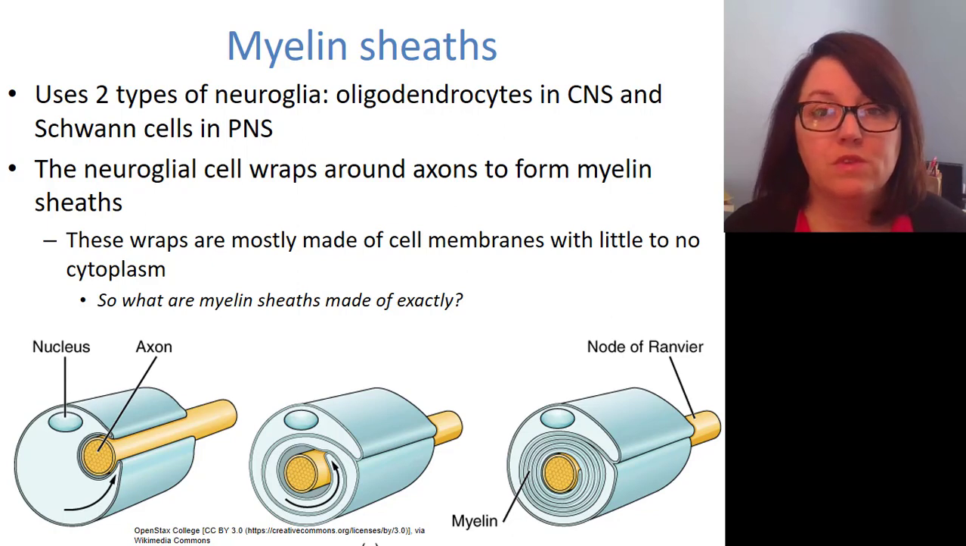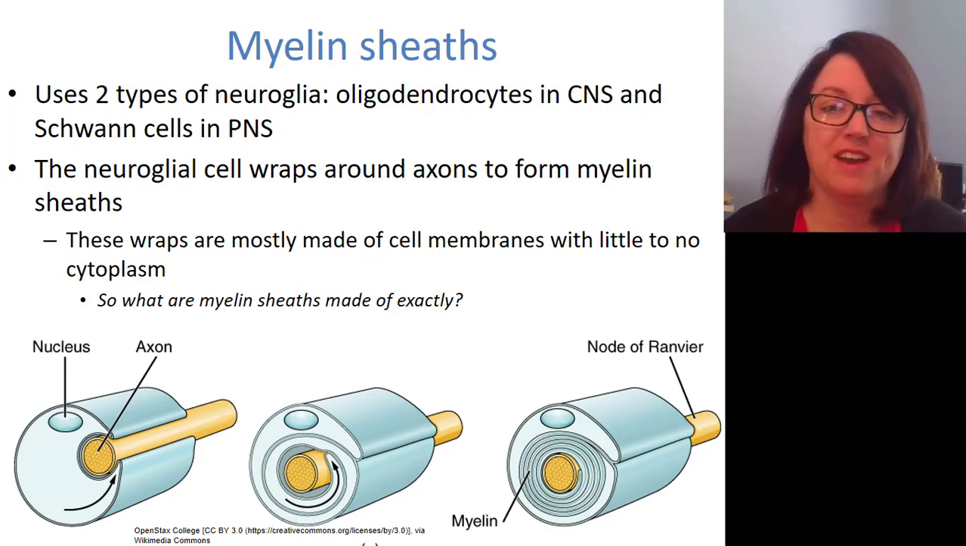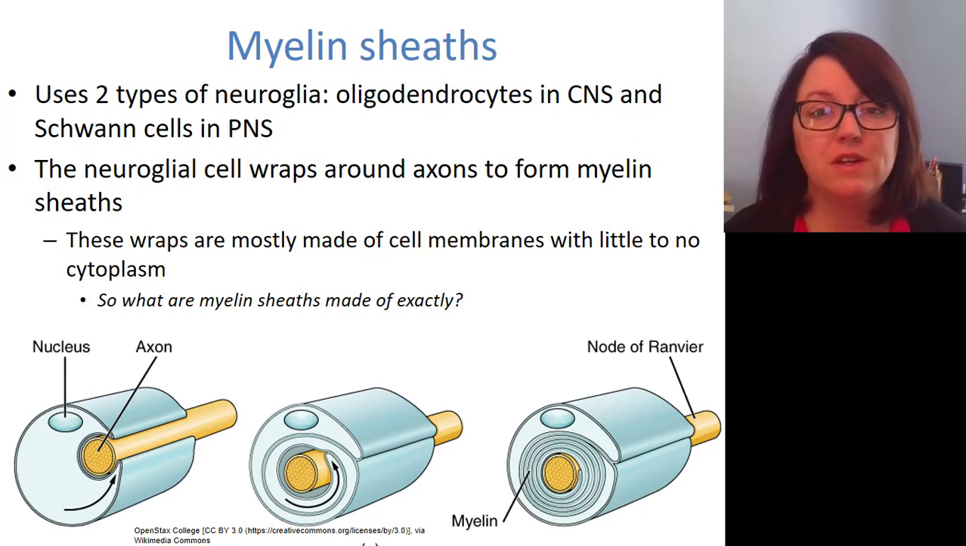So these Schwann cells are pretty much just made of cell membrane. They don't have a lot of cytoplasm, right? So if cell membranes are made of lipids, then myelin sheaths must be made of, if you said lipids, you're correct. So basically, it's a layer of fat. And we know that fat makes a good insulator, right? So these myelin sheaths are excellent insulators.